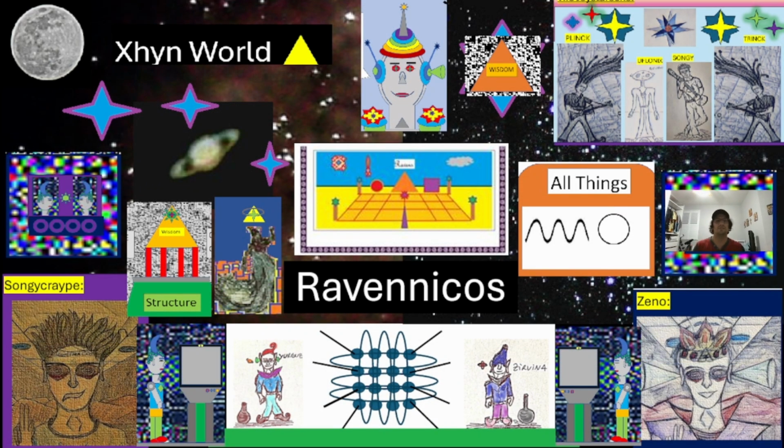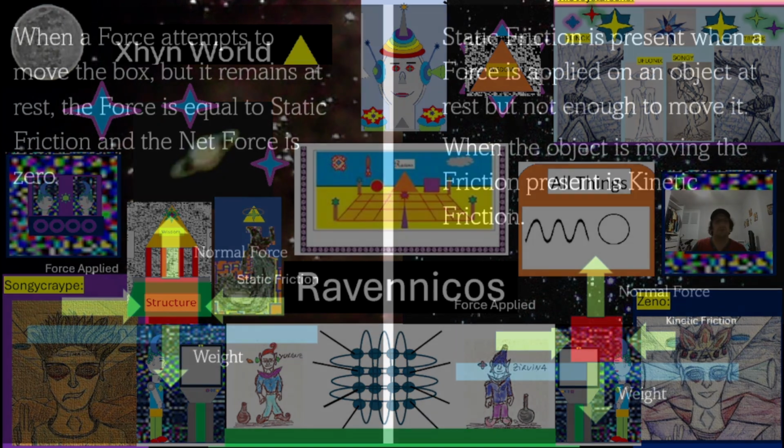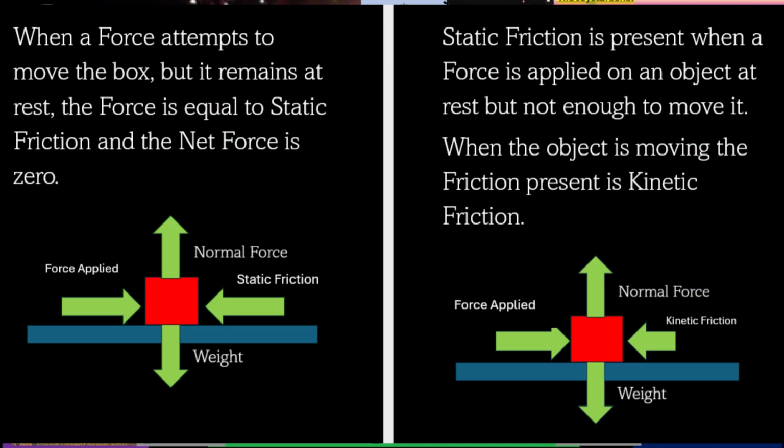But if there is a force acting on the object, but the object is not moving, the force is equal to the force of friction, which in this case will be static friction. Static friction is present when a force is applied on an object at rest, but not enough to move it. When the object is moving, the friction present is kinetic friction. So when the object is then finally moving, the type of friction present is the kinetic friction.